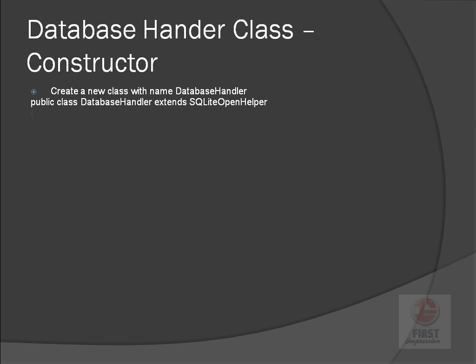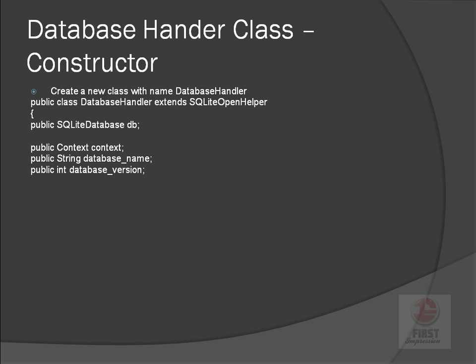Then we have public SQLite database DB. This is our SQLite database that we'll be using in our project. Then we'll have the context, the database name, and the database version. These properties are required whenever you are coding for any database. So this class will remain generic for any application that you will be creating after this using SQLite.